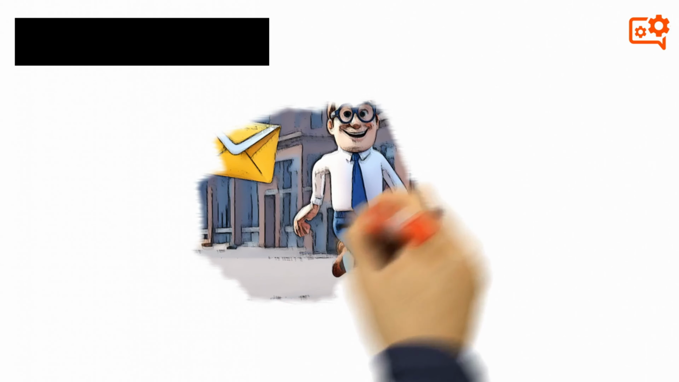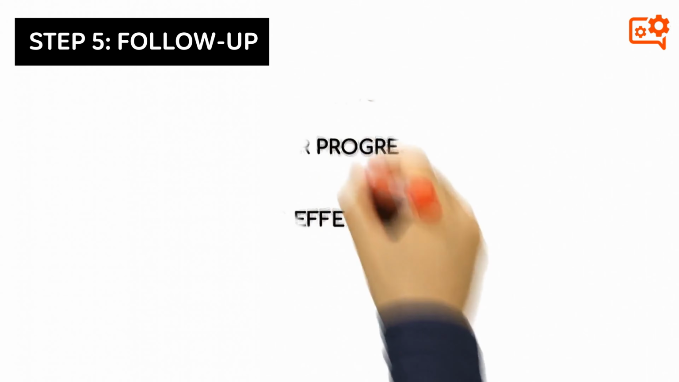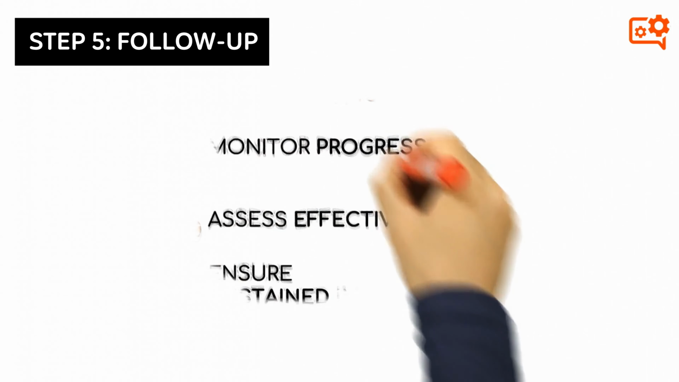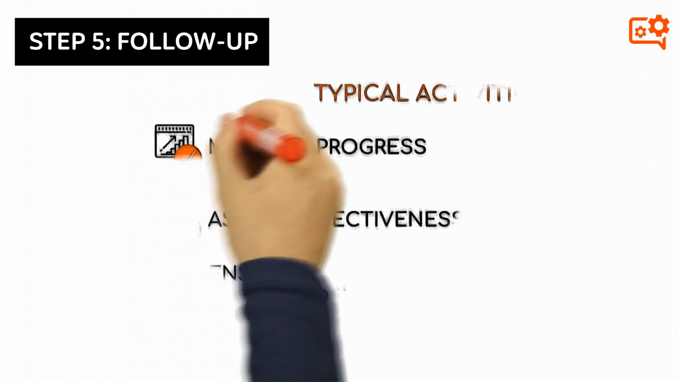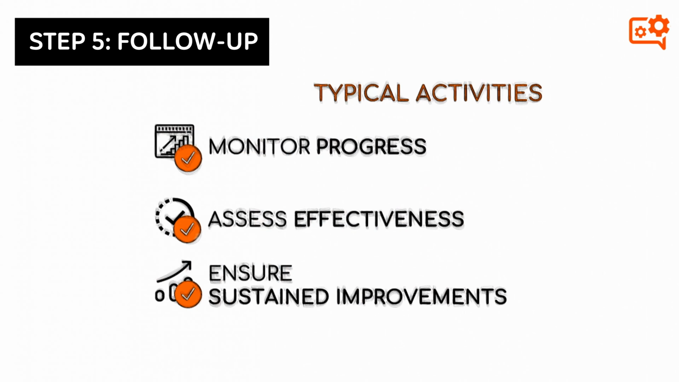Step 5. If needed, follow up on the implemented corrective actions. Evaluate the effectiveness of measures taken to address identified gaps. Typical activities: monitor progress, assess effectiveness, and ensure sustained improvements. Transform recommendations into tangible results, promoting a culture of continuous improvement.